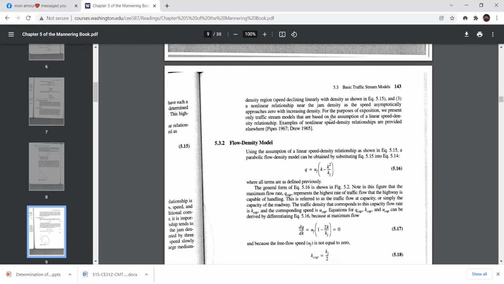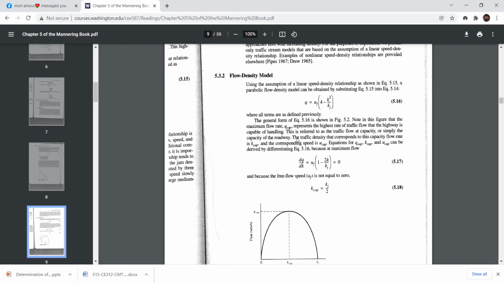For the purpose of exposition, we represent only traffic stream models that are based on the assumption of a linear speed density relationship. Examples of nonlinear speed density relations are provided elsewhere, by Pipes in 1967 and Drew in 1965.